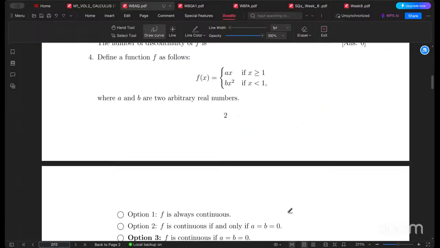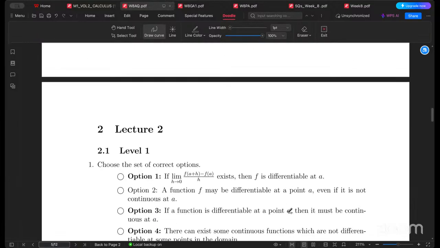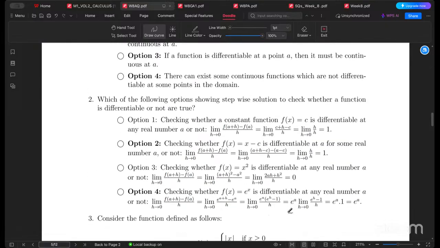Okay. This one? Yes, ma'am. Okay. Fine. So which of the following options showing stepwise solution to check whether a function is differentiable or not are true? So this is a formula for verifying the differentiability that you all know, right? Limit h goes to 0, f of a plus h minus f of a by h. That is a formula used everywhere.